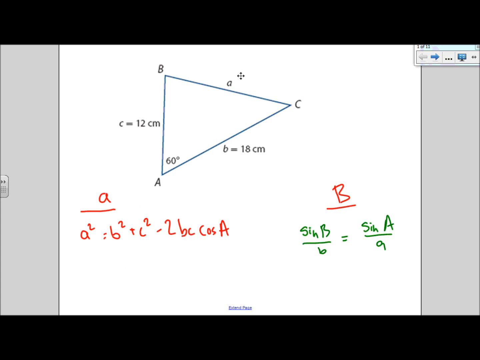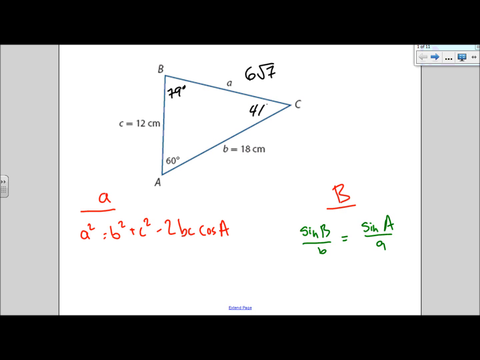So hopefully you started it up again. If you did this correctly, you should get 6 root 7. Simplify your radical if you got the square root of 252. Maybe just simplify that a little further. And then angle B should be approximately 79 degrees. That's probably the most approximate I'll get. Usually I'll go to 2 decimals, but for now, just for ease, we're going to say that's 79. If we wanted to, we could find C as 41.